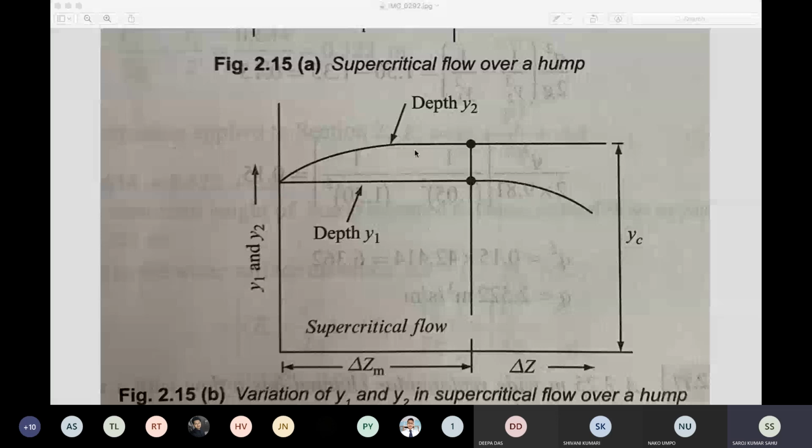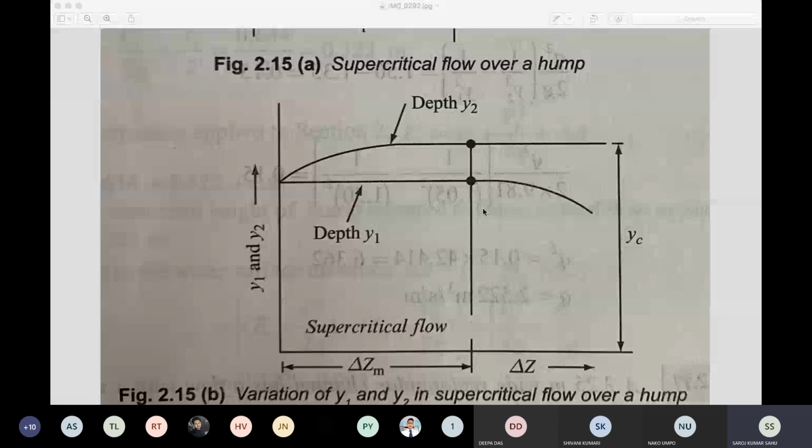Y2 will be increasing up to yc, because it is supercritical flow. You can see y1 is less than yc. Okay, so this is your yc. Y1 less than yc means it is supercritical flow.